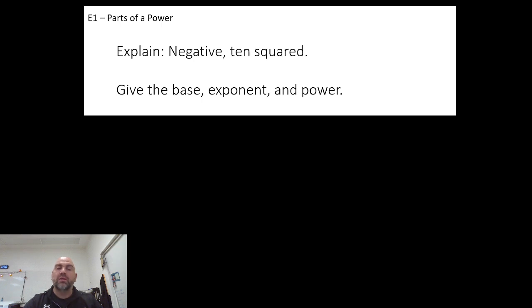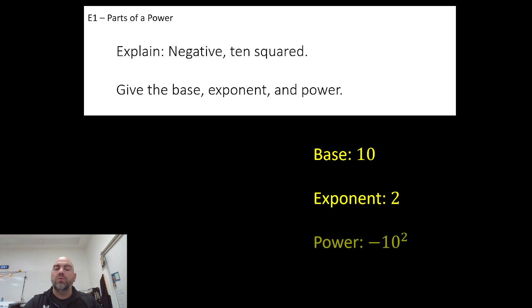All right, here's another one. -10 squared. Give the base, the exponent, and the power. Okay, so our base is 10, and that is a positive 10. And the reason for that is that the negative is on the power, not the base. So our base is going to be positive 10. Our exponent, squared, means the exponent is 2.